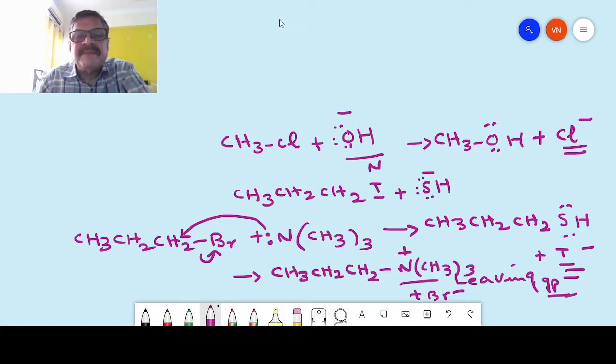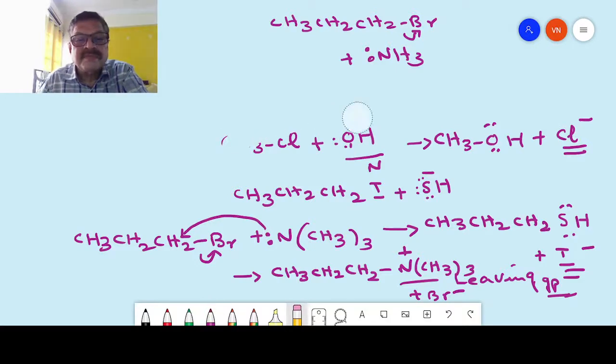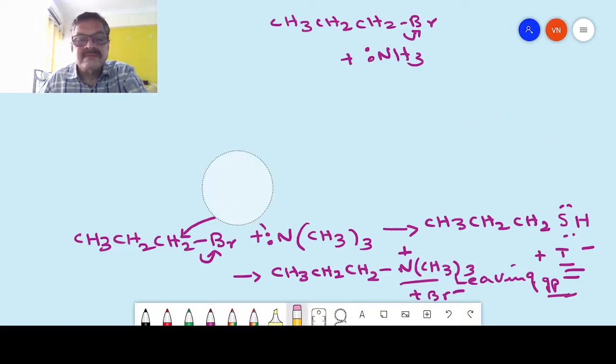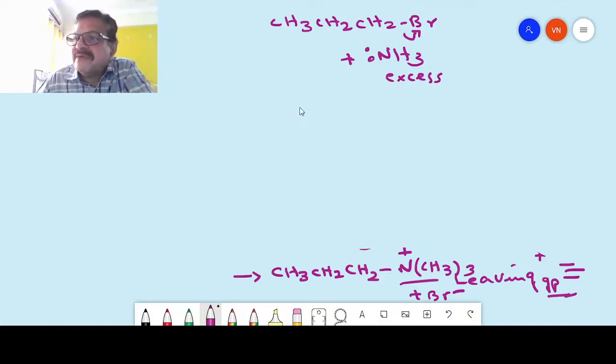Say a simple example we can show, say, CH3 CH2 CH2Br. So this is reacting with ammonia. What will be the nature of the product here? So the reaction will proceed in 2 steps here. That is ammonia, we are using excess of ammonia. Therefore, the final product will be a neutral product here.